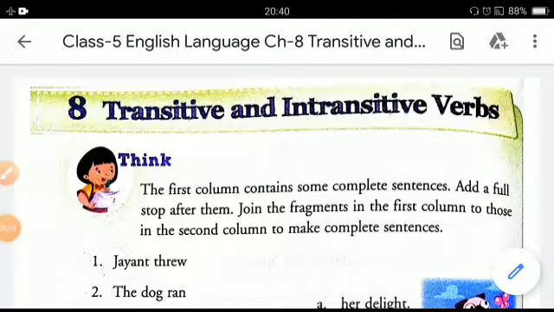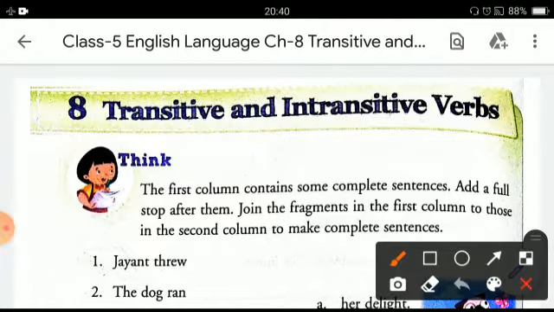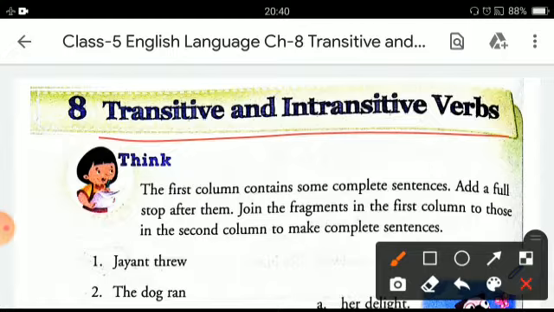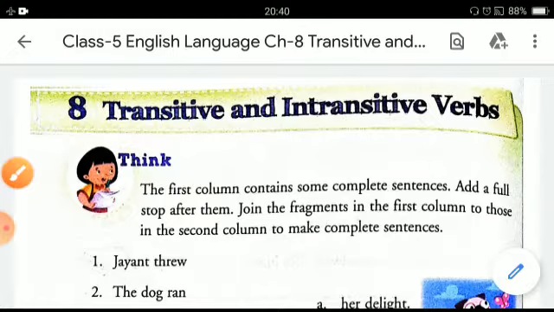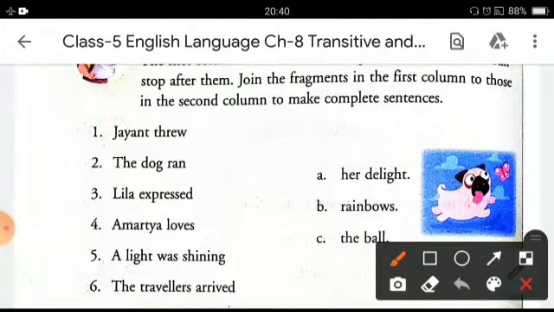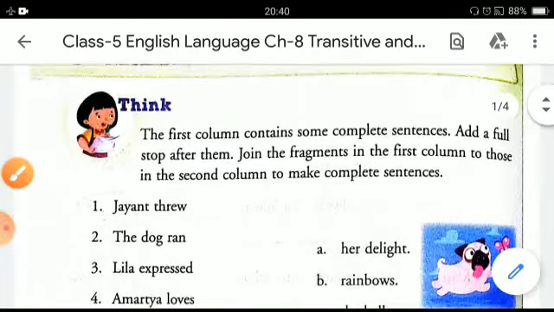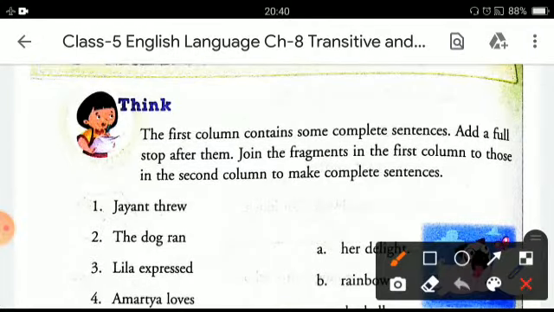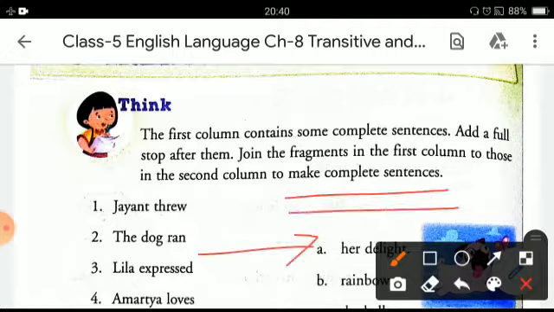And in this session, we'll read chapter number 8, and that is transitive and intransitive verbs. So let's begin the chapter by doing an exercise to understand it. The exercise is: the first column contains some complete sentences. We need to add a full stop just after them and join the fragments in the first column to those in the second column to make a complete sentence.